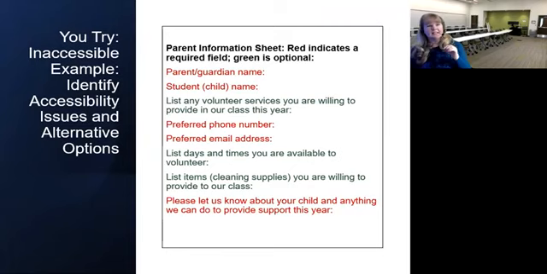What I did is I listed child's name, your name, email is required. It's in red. And then I put in green, can you volunteer in the classroom? What cleaning supplies can you donate to us? So what are some ways that I could better prepare this sheet?